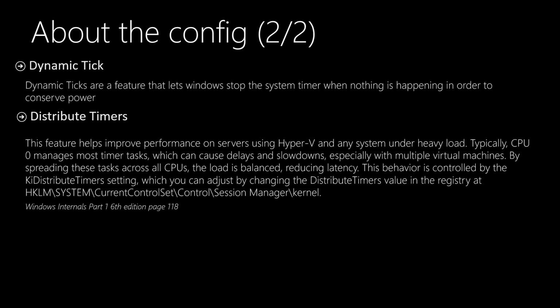And to prevent this load from being only on one CPU, you want to share this workload to all of your available CPUs. So CPU 0 manages most timer tasks, which can cause delays and slowdowns, especially with multiple virtual machines. By spreading these tasks across all CPUs, the load is balanced, reducing latency. This behavior is controlled by the KiDistributeTimer setting, which you can adjust by changing the distribute timers value in the registry at this route.